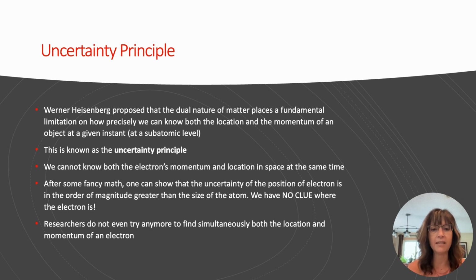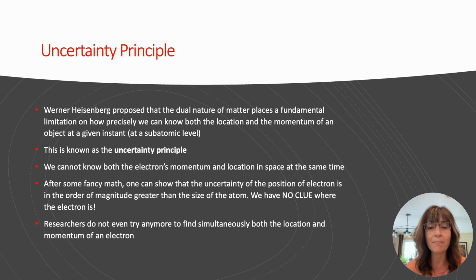Well, after some fancy math, one can show the uncertainty of the position of an electron is on the order of magnitude greater than that of the atom. Well, what does that mean? We have no clue where it is. In fact, the more you get into quantum mechanic theory, it's really all about probability.